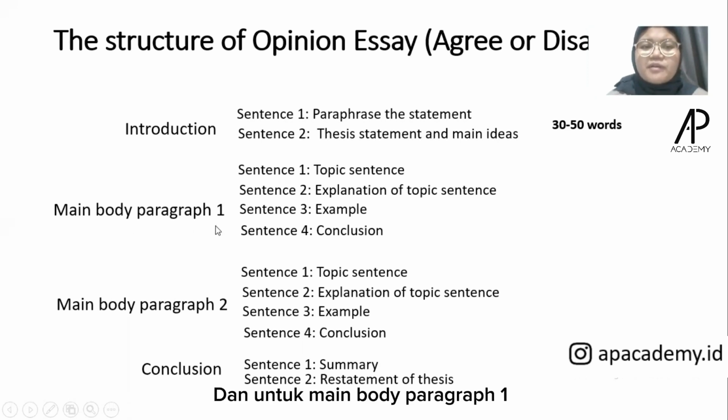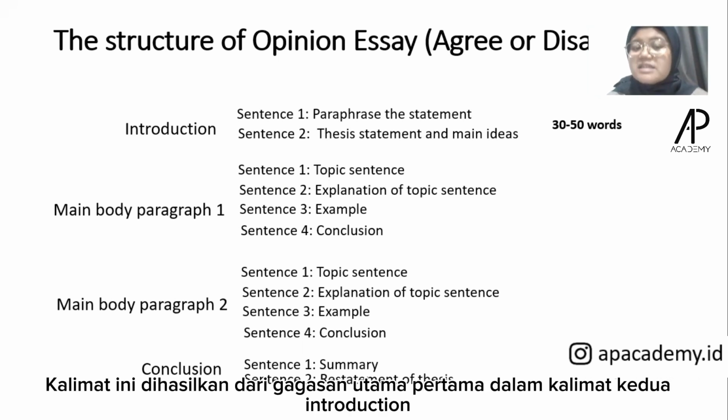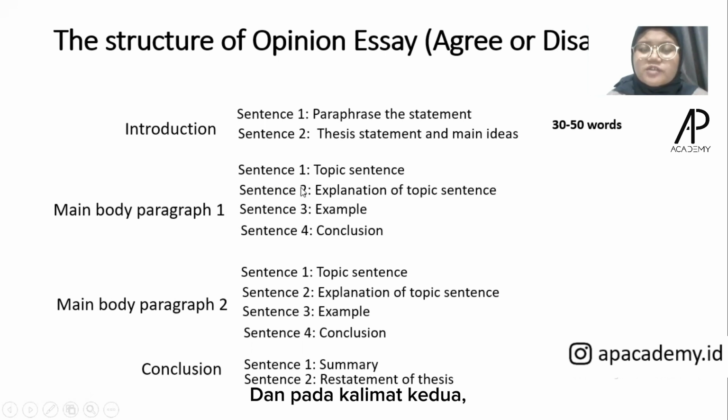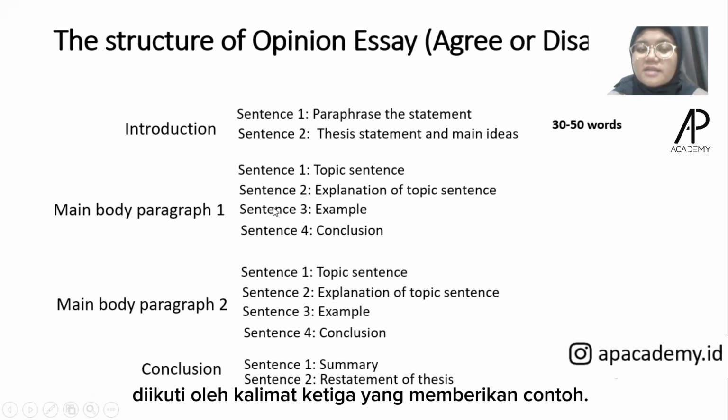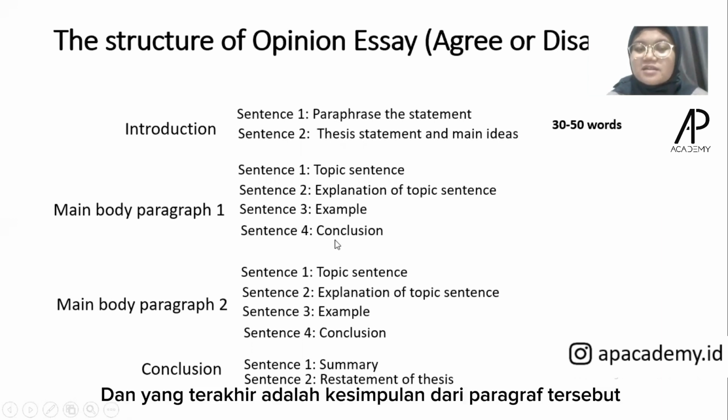And the main body paragraph 1 consists of 4 sentences, in which the first sentence deals with writing a topic sentence that is generated from the first main idea in the second sentence of the introduction. And then sentence 2 deals with explaining the topic sentence. And then in sentence 3, you have to give an example. And the last one is the conclusion of the paragraph.